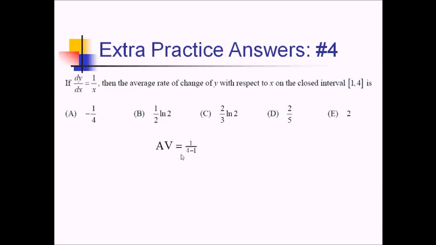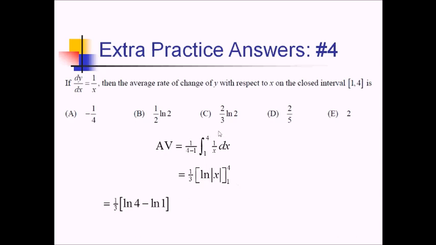That's going to be 1 over 4 minus 1, that's b minus a, times the integral from 1 to 4 of this function, 1 over x dx. So that's 1/3 times, and now the antiderivative of this is ln of absolute value of x from 1 to 4. We don't actually need the absolute value here because we're guaranteed to be plugging in positive x values, but I'll leave it in there temporarily. So this is 1/3 times ln of 4 minus ln of 1.